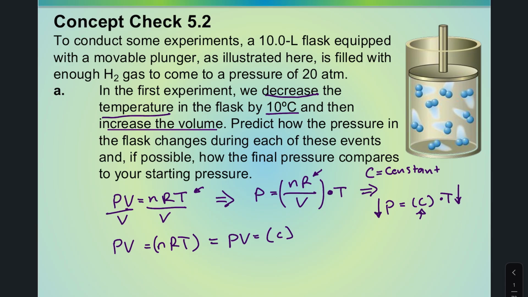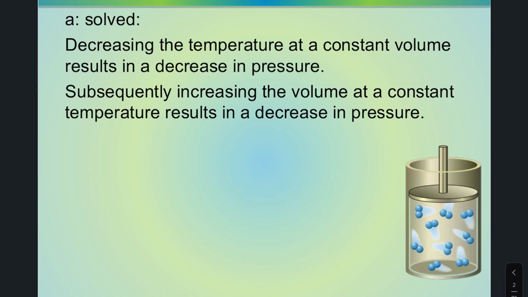And so in order to keep that the same, if we raise the pressure, we lower the volume. In this case, we're going to be increasing the volume. This is going to be lowering the pressure. So if you increase the volume, you'll lower the pressure. That means that pressure and volume are inversely proportional. And we can see that here. Decreasing the temperature at a constant volume is going to result in a decrease in pressure. If we increase the volume at a constant temperature, we're going to get a decrease in pressure.